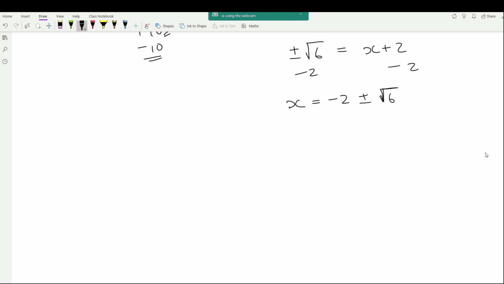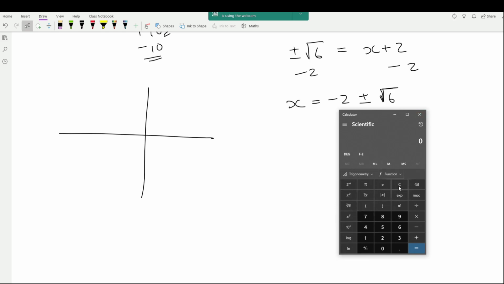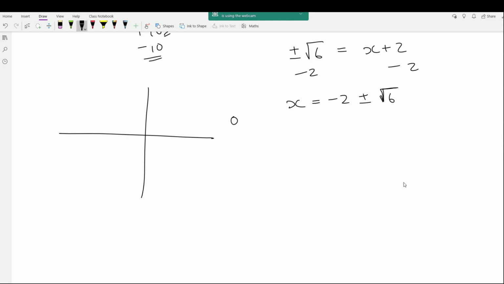Now I'm going to draw my graph. I'm going to take out my calculator. So let's clear this up. I'll do minus 2 plus the square root of 6. And that gives me 0.449, which is roughly 0.45. So that's one of my x-intercepts.